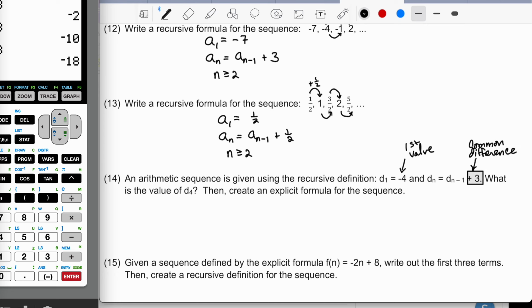Common difference for short. It's really the common difference between consecutive terms in a sequence. That's kind of a mouthful. So if I'm looking for D sub 4, well, I have D sub 1. I want to go 3 more steps out into the sequence.